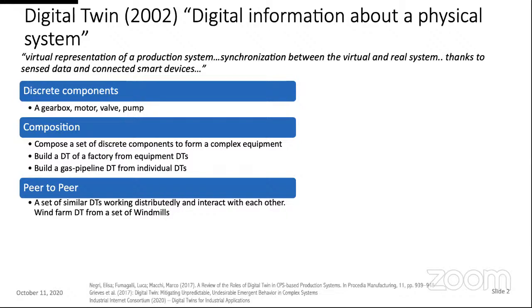For example, you could have a gas pipeline digital twin, using individual digital twins. There could be another model which is peer-to-peer, where there are a set of similar digital twins interacting with each other. For example, a modeling of windmills. Each windmill could be a digital twin, and a wind farm can be a digital twin comprising a set of windmills interacting with each other.